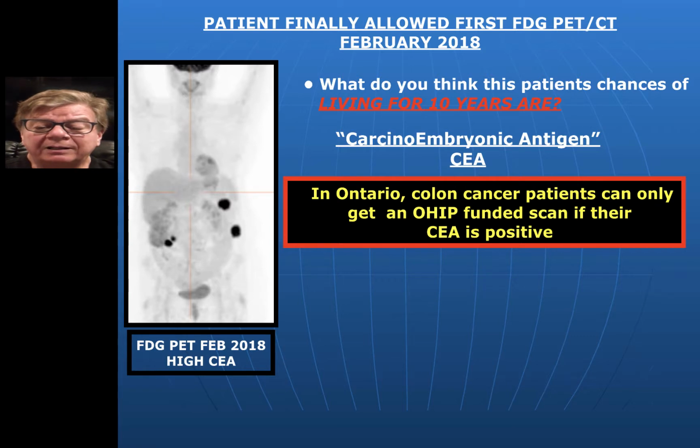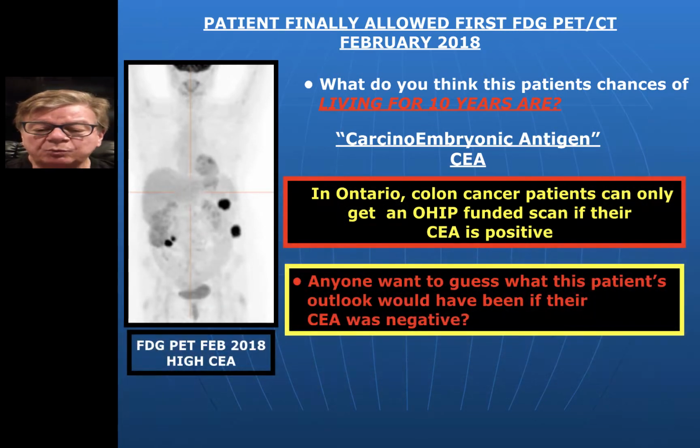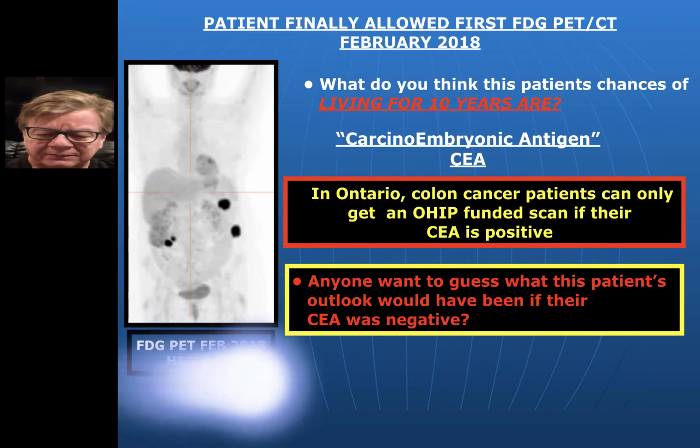And remember, in Ontario, colon cancer patients can only get an OHIP funded scan if their CEA was positive. Anyone want to guess what this patient's outlook would have been if their CEA was negative? You would have had that CT back in November, said, you know what, everything's fine, don't worry about it, right? I mean, it's probably a false positive or something else with a blood test. But except, of course, it wasn't, was it?